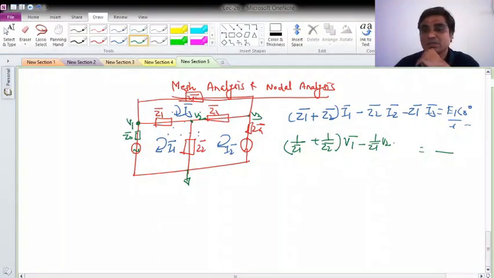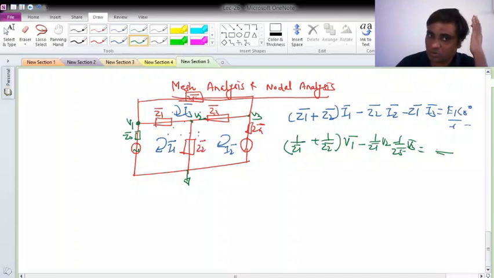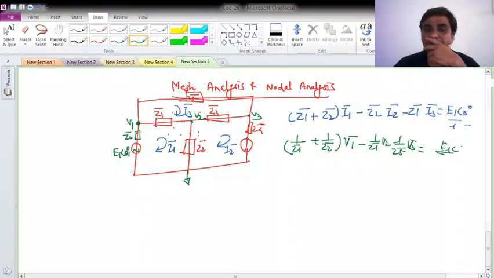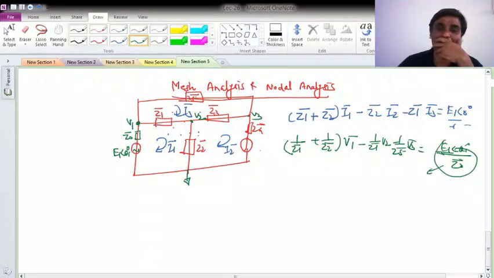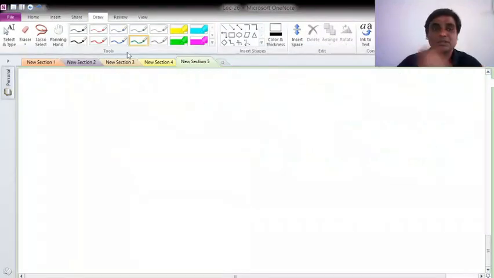Yeah, it is minus 1 upon Z5 bar V3 bar, and is equal to the sources. Suppose this is my source E1 with angle, let's say theta 1 degree. So that can be written as E1 theta 1 degree over Z0 to represent in current form. Okay, so that way you can solve. So just take some numbers and solve it.